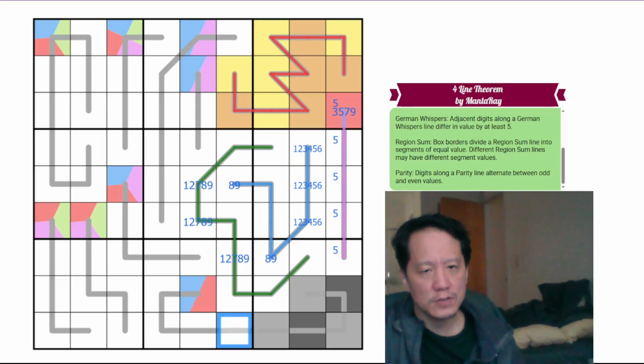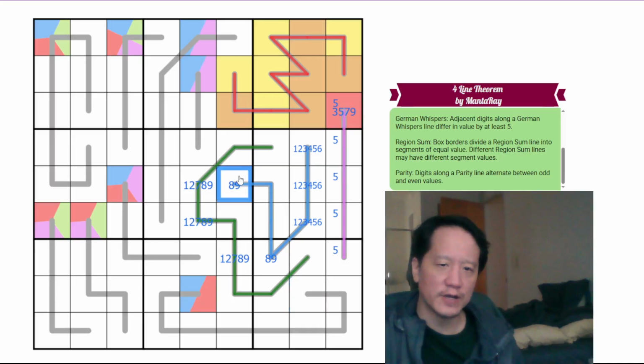Interesting. So what happens if we have 9 here to the Whisper 5 line?